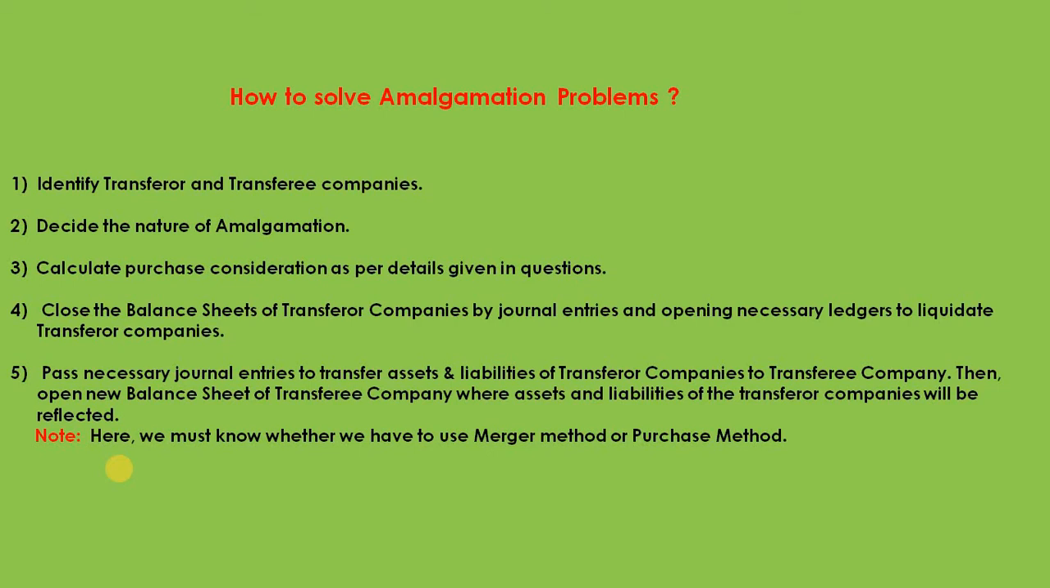Okay. So today we will mainly focus on how to close the balance sheet of the transferor company. That means how to dissolve the transferor company, and we have to know how to liquidate the transferor company. Liquidate, dissolve are all more or less the same. First, we have to shut down the transferor company by transferring its assets and liabilities to the transferee company. As I told you, to close down the transferor company, first we have to pass journal entries, and there are some important ledger accounts as well.